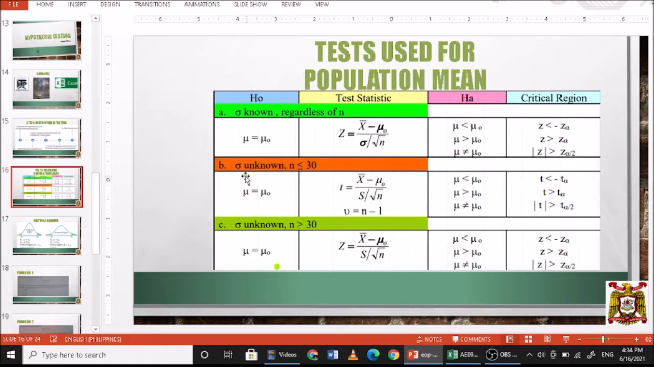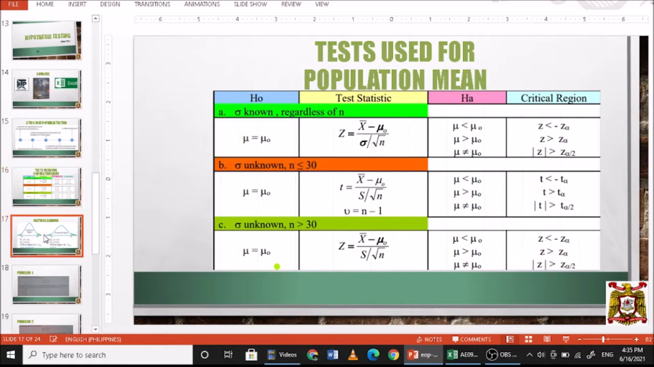Condition 2, your population's standard deviation is unknown and your sample size is less than or equal to 30. So instead of z, we use your t table. So t is now equal to sample mean minus population mean divided by sample standard deviation divided by the square root of n. And lastly, your sigma or population standard deviation is unknown but your n is greater than 30. We use z is equal to x bar minus mu all over s divided by the square root of n.